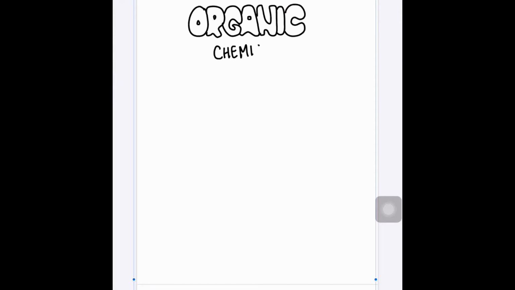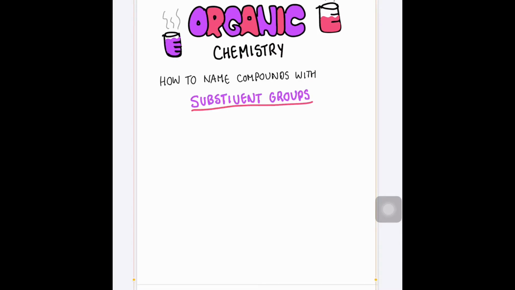Hello! Okay, so in today's lesson, we're going to be learning about how to name organic compounds with substituent groups, otherwise known as branches. First, let's make sure we all understand what a branch is. For example, in the compound that I'm drawing below, we can identify that the substituent group or branch is right here, because it's the only part of the compound that isn't part of the parent chain, which we learned how to identify in the last video.